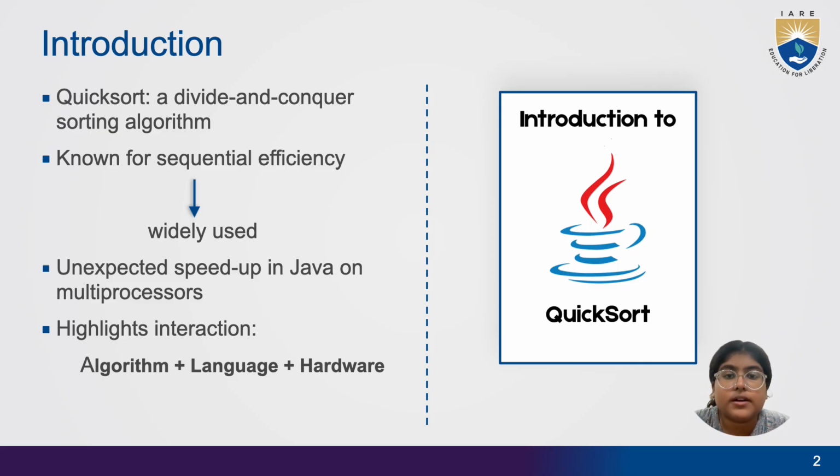However, when researchers began benchmarking Quicksort in Java on multiprocessor systems, they observed something quite unusual. Instead of just performing as expected, QuickSort showed a speed up that wasn't predicted by traditional algorithmic complexity analysis. This is a big deal because it highlights that algorithmic performance isn't just about the program itself. It's also about the programming language runtime, in this case the Java virtual machine, and the hardware environment, which is the multiprocessor system.